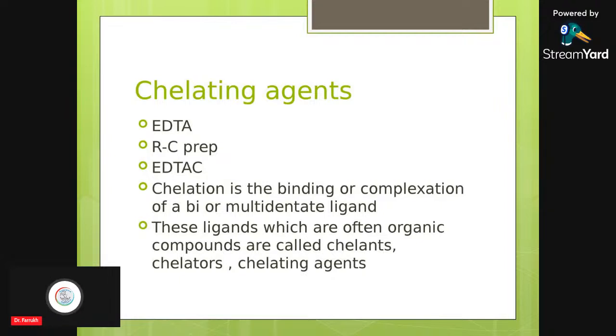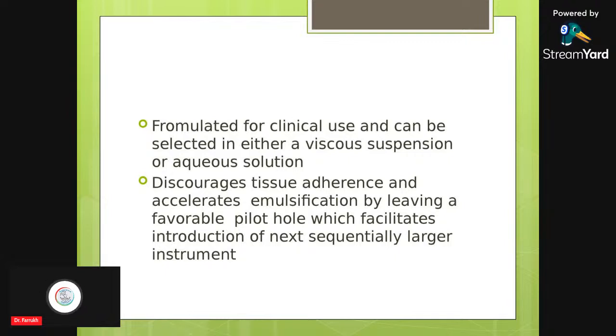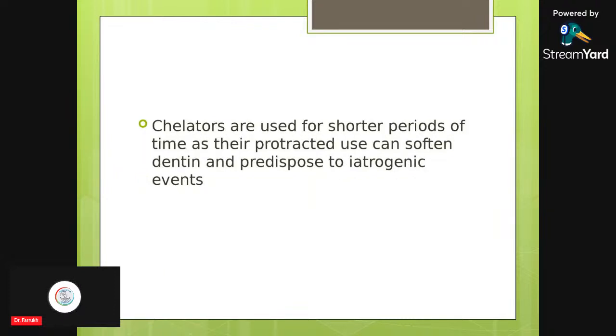EDTA chelation is the binding or complexing of a bi- or multidentate ligand. These ligands, which are often organic compounds, are called chelants, chelators, chelating agents. Purpose is lubrication, emulsification, holding debris in suspension. Formulated for clinical use and can be selected in either a viscous suspension or aqueous solution. This discourages tissue adherence and accelerates emulsification by leaving a favorable pilot hole, which facilitates introduction of the next sequentially larger instrument. Chelators are used for shorter periods of time as their prolonged use can soften dentine and predispose to iatrogenic events.